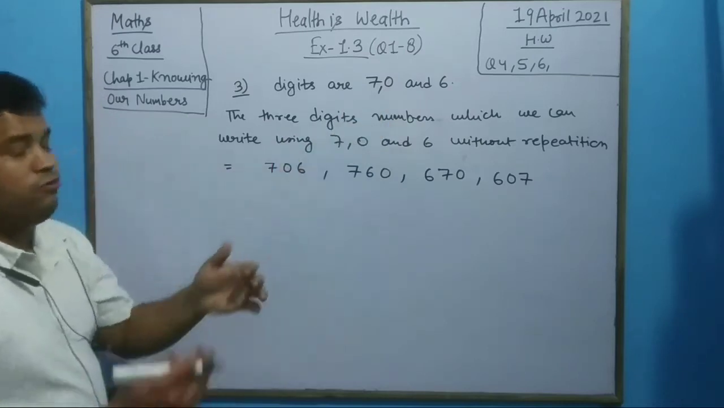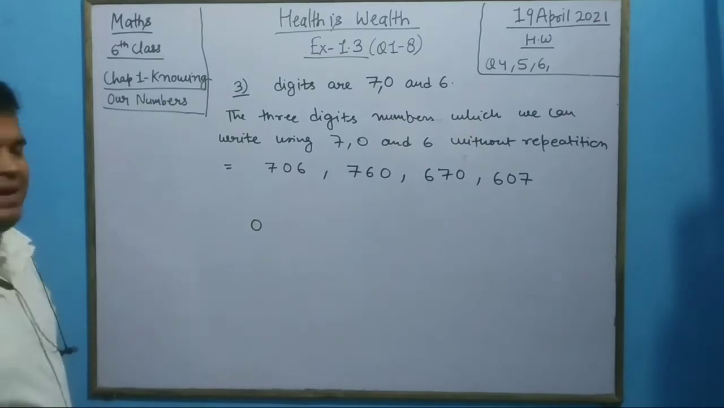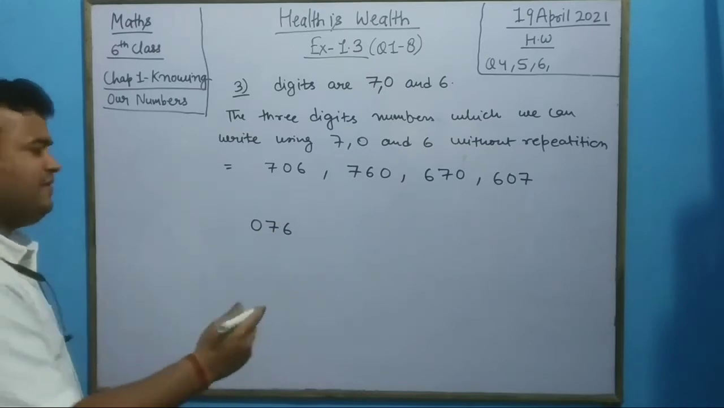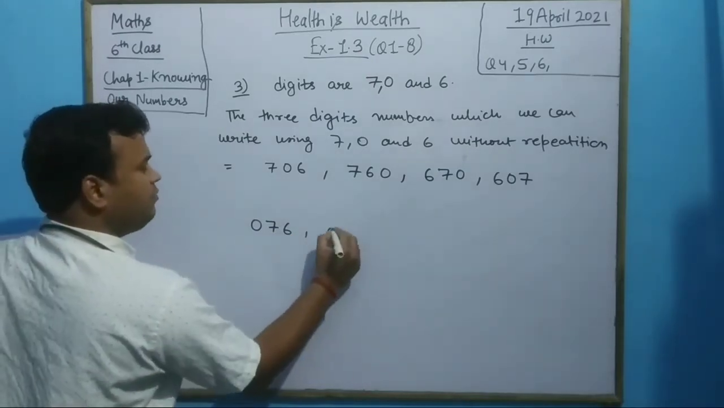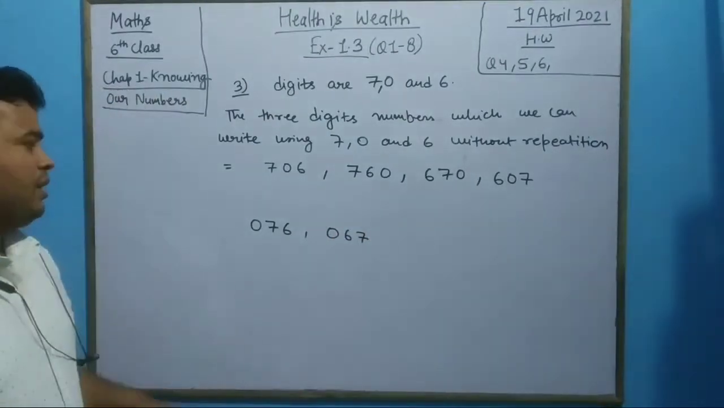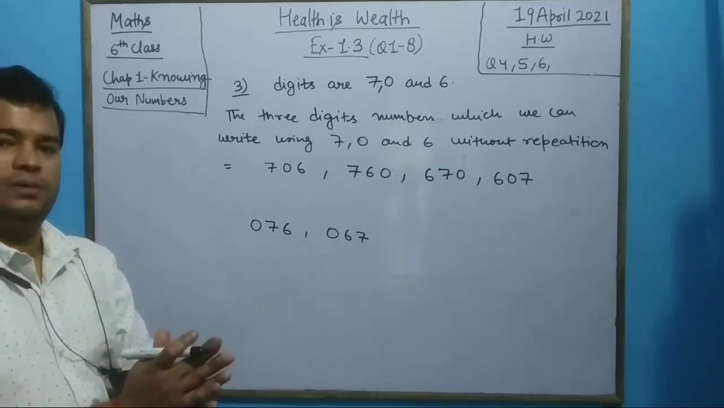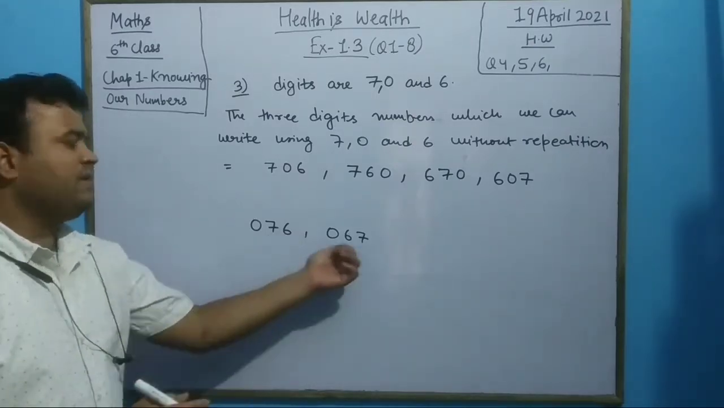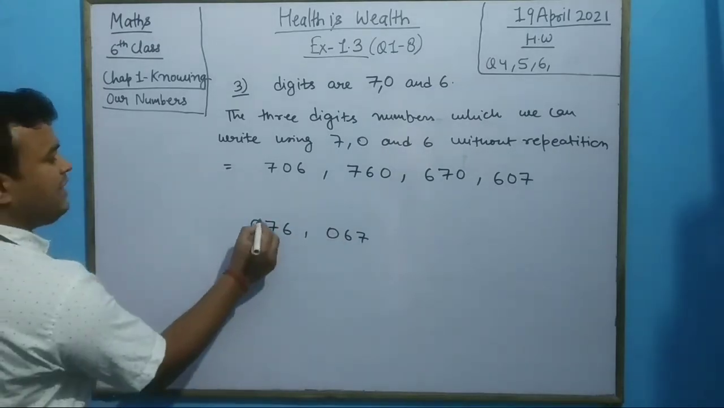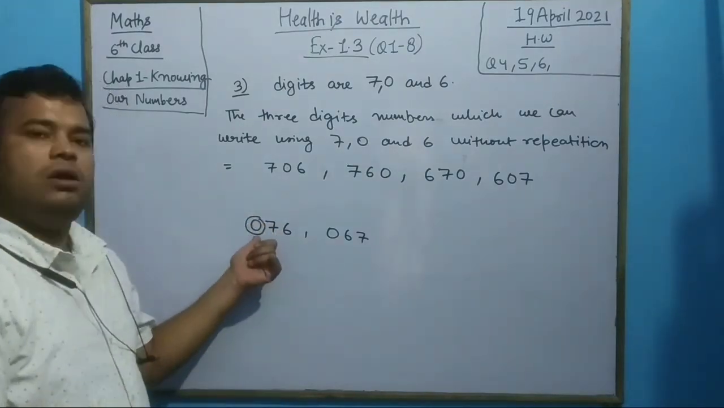Now, as there is also 0, we can form 2-digit numbers. Like I am writing over here, 0 at 100 place, and just write the rest of the digits: 076. We can also write 0 holding at 100 place, 067. But these two numbers are 2-digit numbers. They are not 3-digit numbers. When 0 is placed before any number, it is not counted.